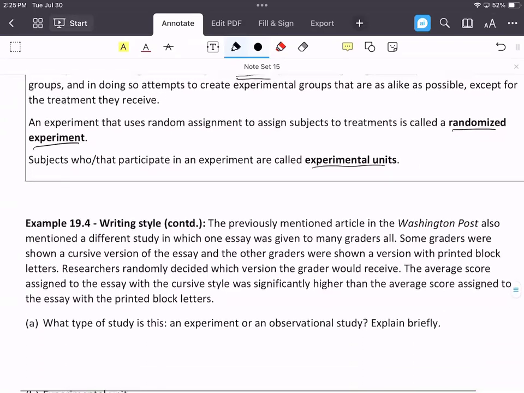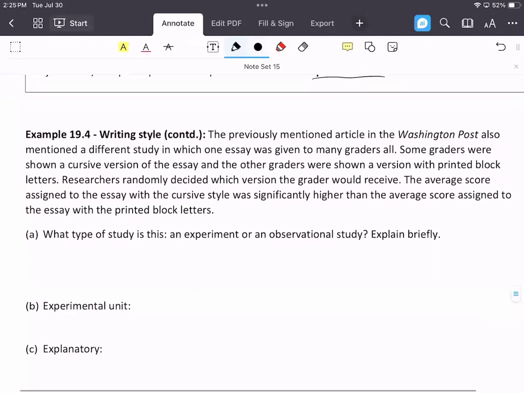So let's go back to that SAT example, but we're going to flip it around a little bit. The Washington Post mentioned a different study in which one essay was given to many graders. Some graders were shown a cursive version of the essay, same essay, by the way, and the other graders were shown a printed block version. Okay, so it was the same words that were in the essay, except that one was written in cursive and the other was written in block letters.